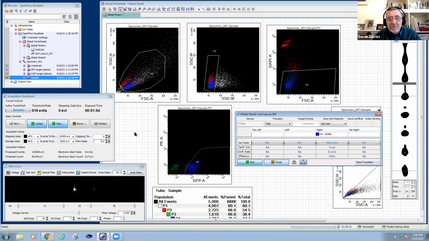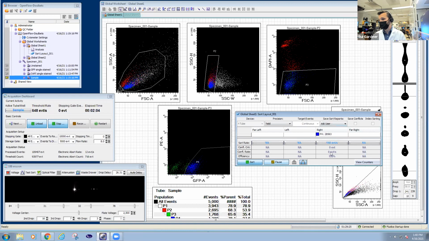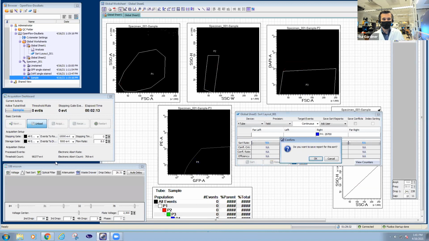Okay. I mean, you mentioned the efficiency there, and as you can see, there's a big difference between the efficiency when we do a purity mode sort as opposed to a yield sort or a recovery sort. And watch the zero events being aborted, right? Okay, so I'll stop here, and then I'll pass it on to you, Derek.